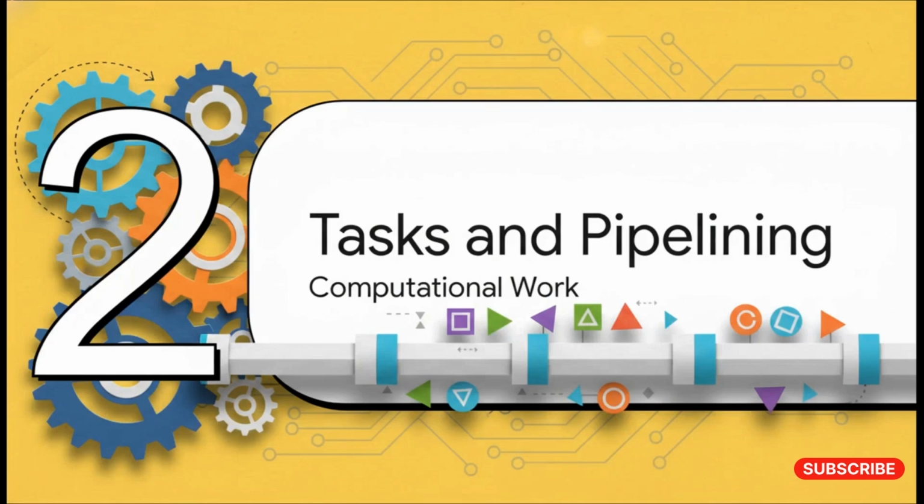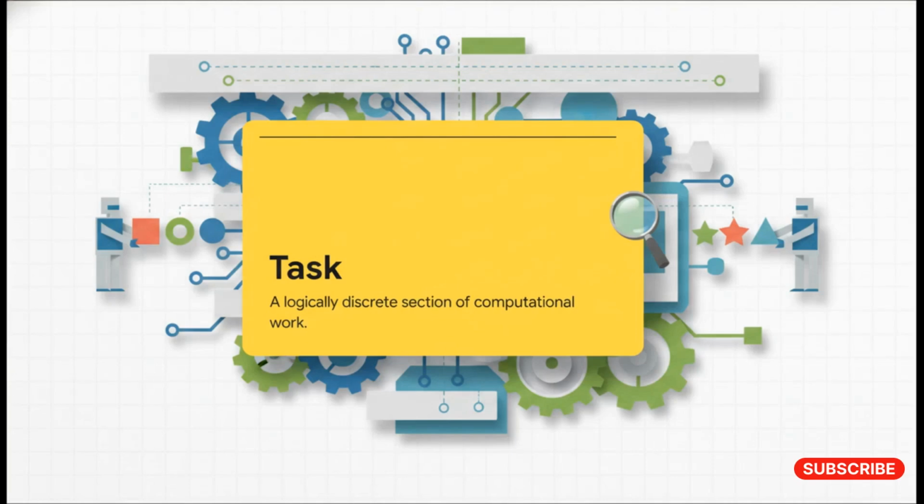Moving right along to section 2, the work, tasks and pipelining. So to actually parallelize work, we first have to define what a task is. It's really just a logically discrete section of computational work, like a program, for instance. By definition, a parallel program is just multiple tasks executing simultaneously across multiple processors.